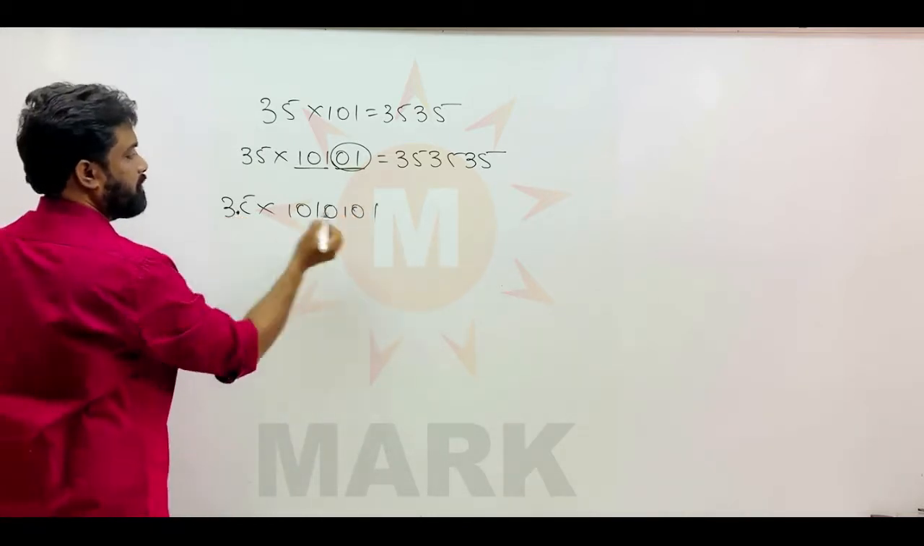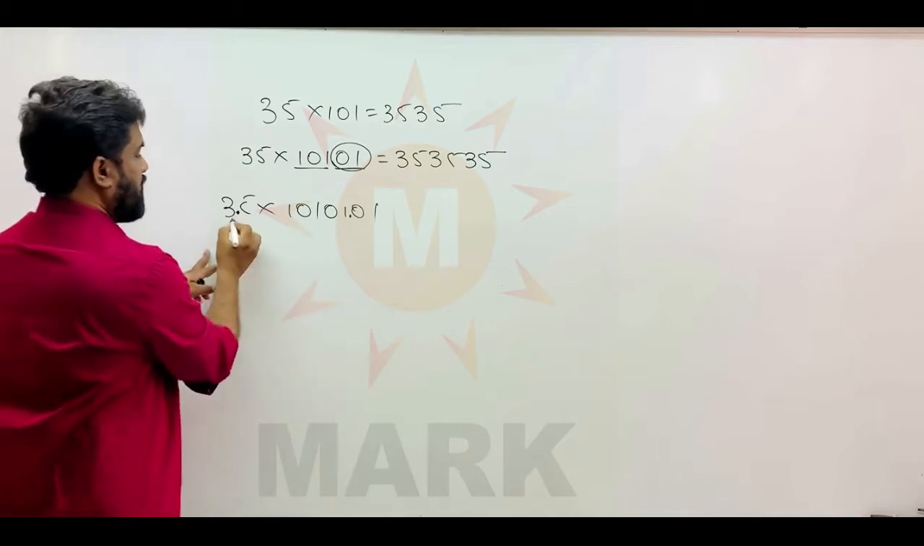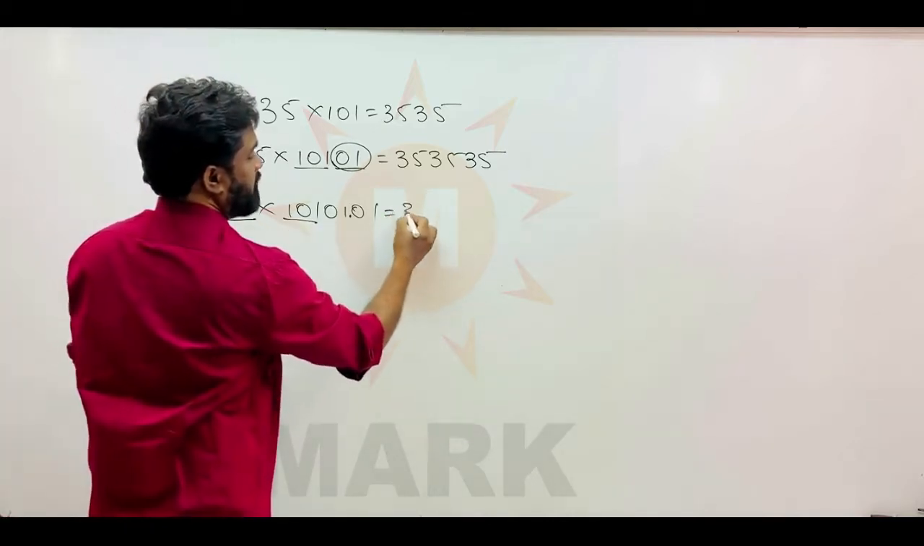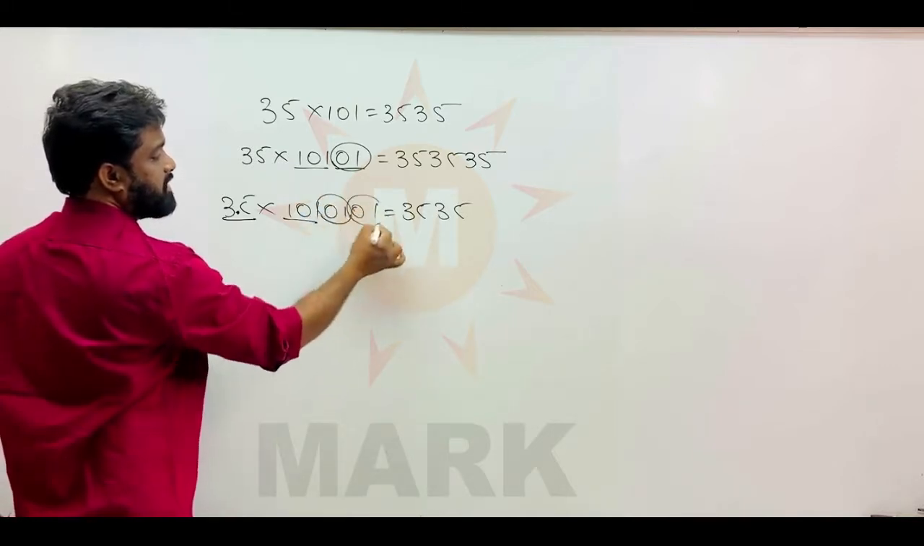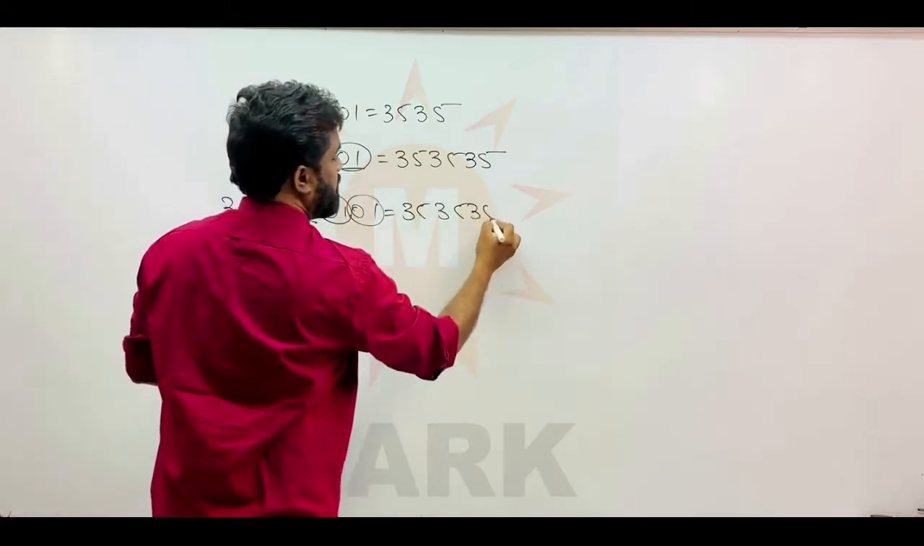Decimals are also there. Clearly, with a two-digit number and 101, it will definitely come two times. So how many times is 01 extended? If 01 is extended two times, then two more times the number will come like this.